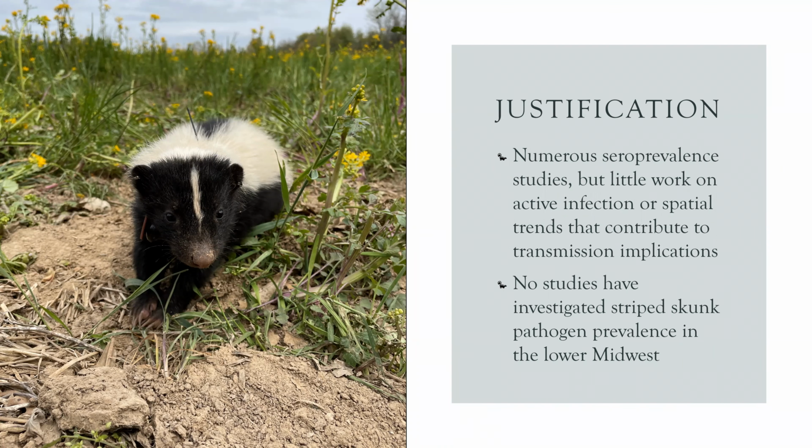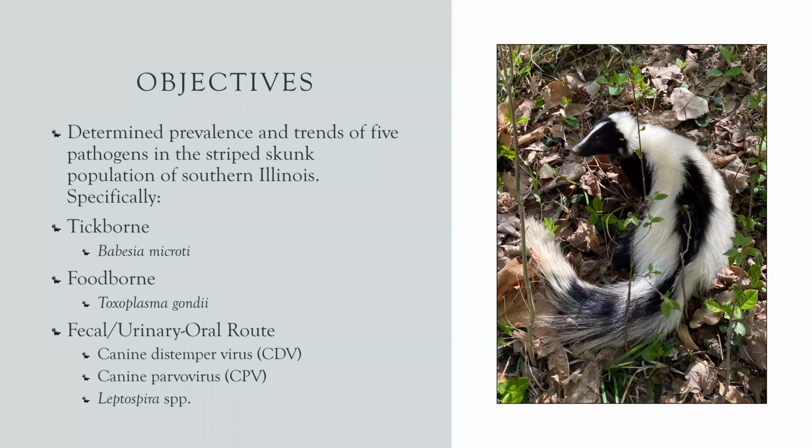As far as striped skunk pathogen analyses, there have been numerous seroprevalence studies that focus on antibodies, so past infections, but there's been little work on active infections in striped skunks or spatial trends that contribute to some of these transmission implications. And no studies have investigated striped skunk pathogen prevalence in the lower Midwest. So the objectives of my study were to determine the prevalence and trends of 5 different pathogens in striped skunks in Southern Illinois.